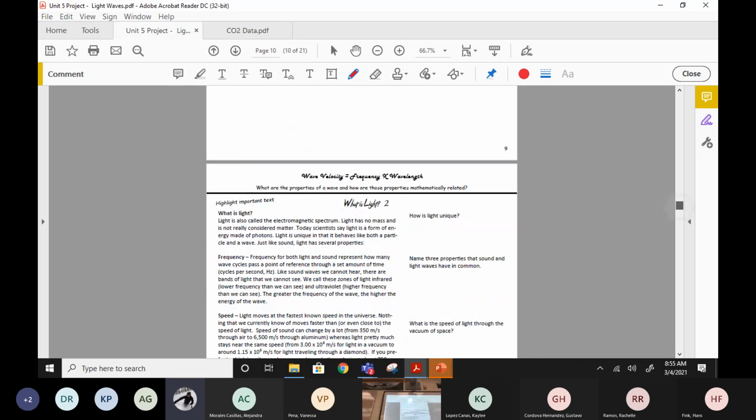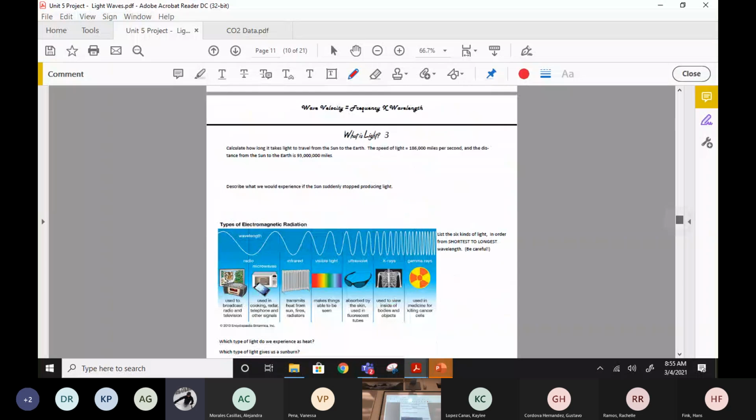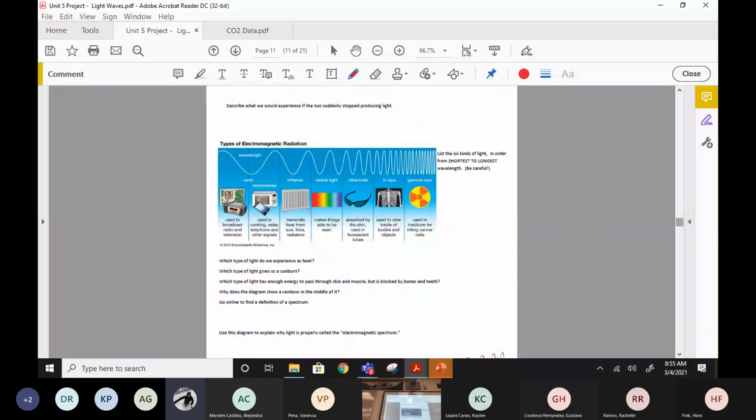Page 10, I asked you to do this on your own. You were supposed to read and answer questions. But did you also highlight while you were reading? Highlight the important text? That's worth some points, that highlighting, okay? Page 11, I asked you to do this on your own. Answer these questions basically by analyzing the graph.